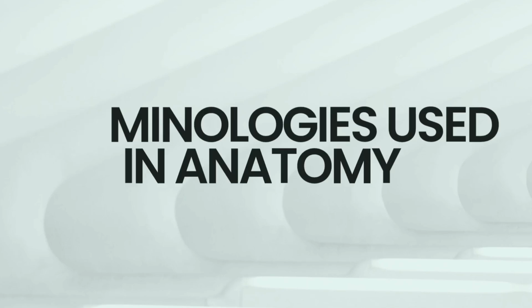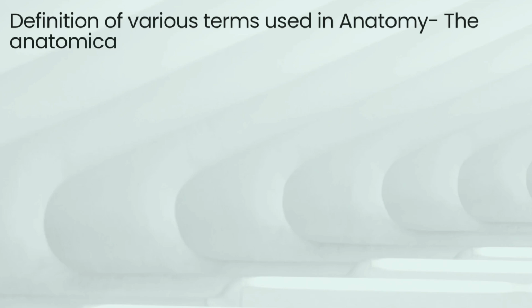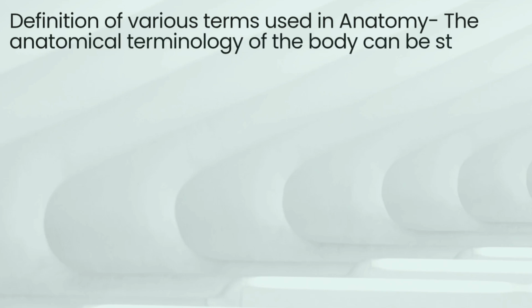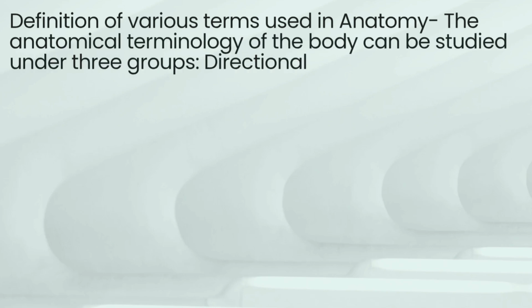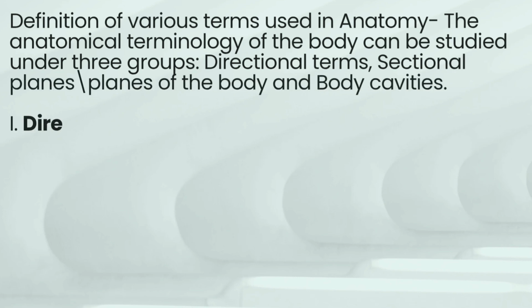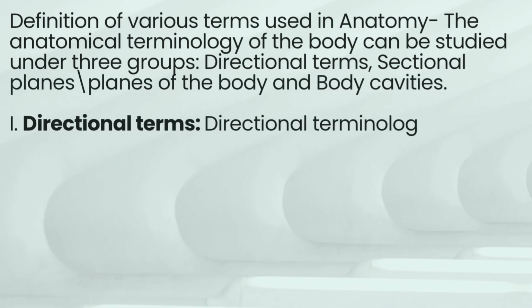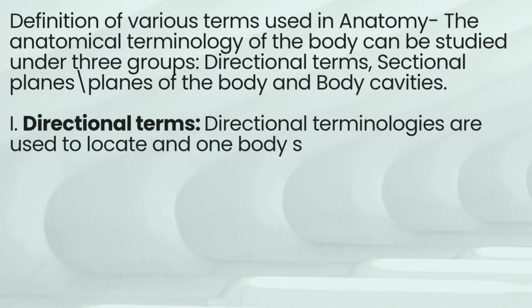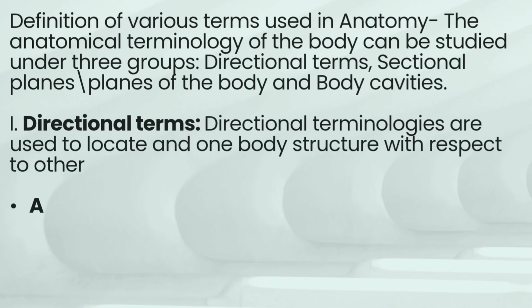Terminologies used in anatomy. Definition of various terms used in anatomy. The anatomical terminology of the body can be studied under three groups: directional terms, sectional planes or planes of the body, and body cavities. Directional terms. Directional terminologies are used to locate one body structure with respect to another.